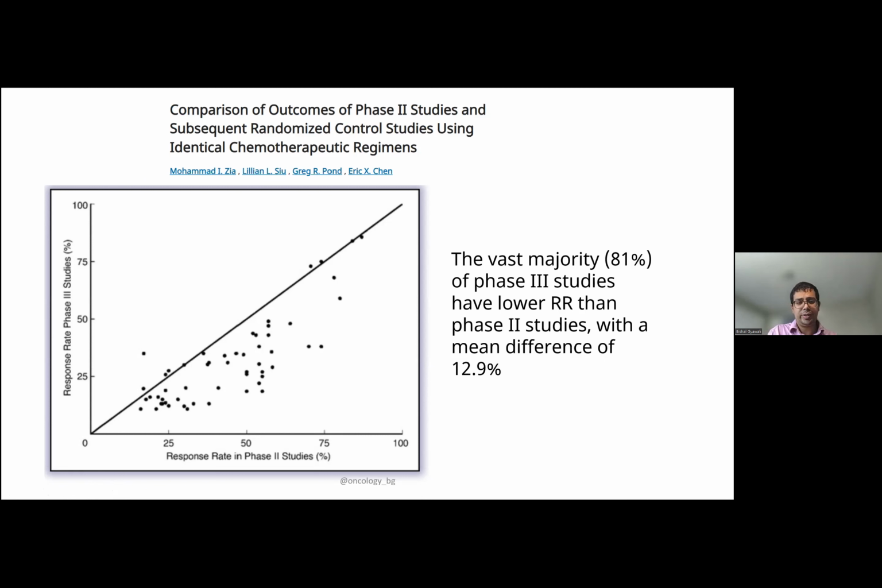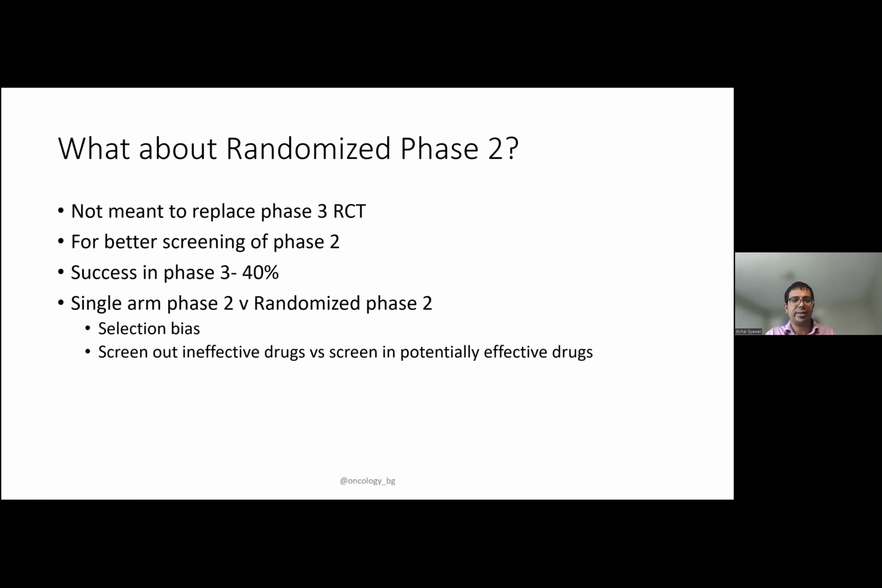So the take-home message is that the response rate and duration of response that you see in single arm trials is probably falsely high. The true response and duration is probably less than what you see in single arm trials. And a randomized trial gives the actual answer to the question of what happens if I don't do this treatment, if I don't do this intervention. The results from single arm trials are biased. They are actually not even meant to inform practice.